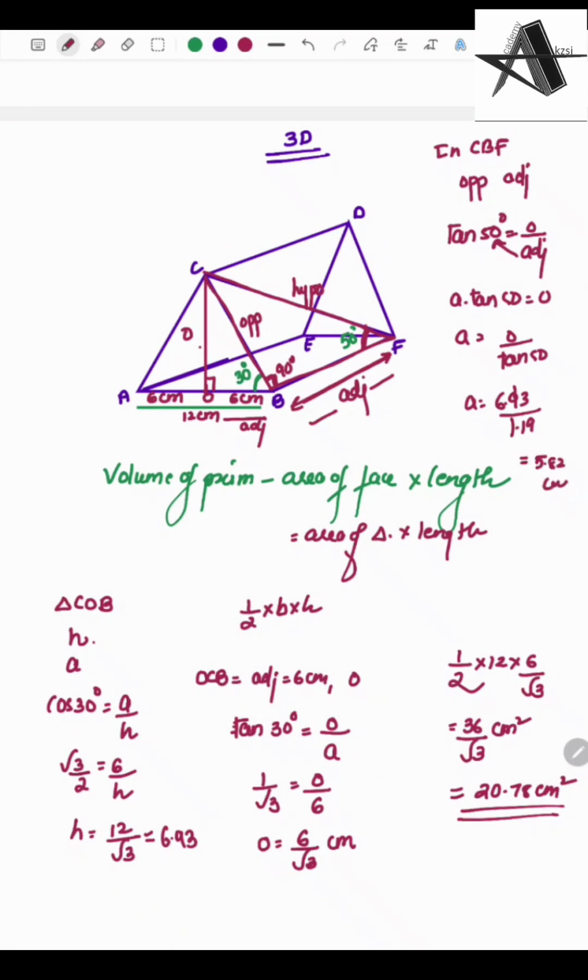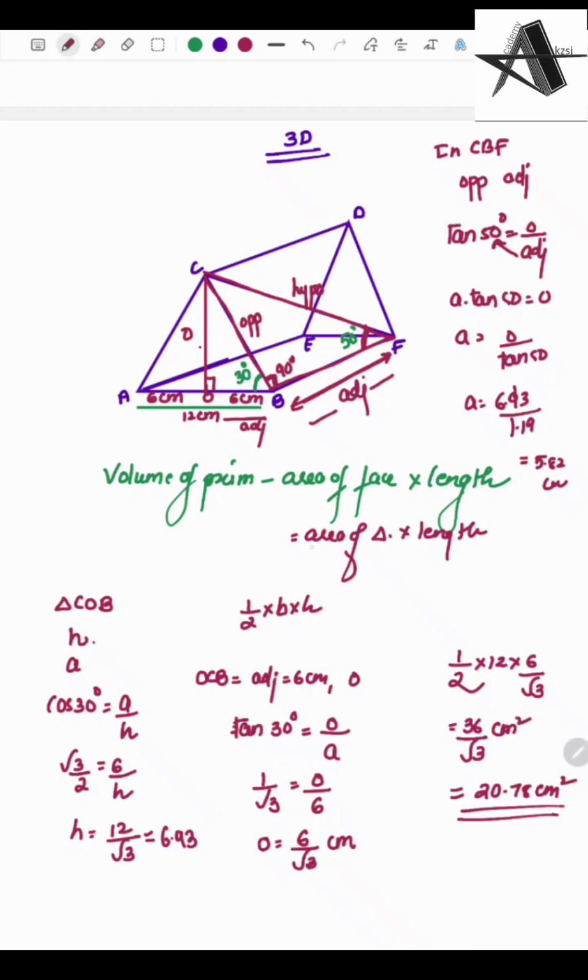If you haven't prepared 3D before, you might be thinking, okay, it's tough, I can't do it in an exam. No, you know trigonometry, you can do it. You just have to take one triangle at a time. That's all you have to do. And when you join all the pieces together, you'll get the answer.